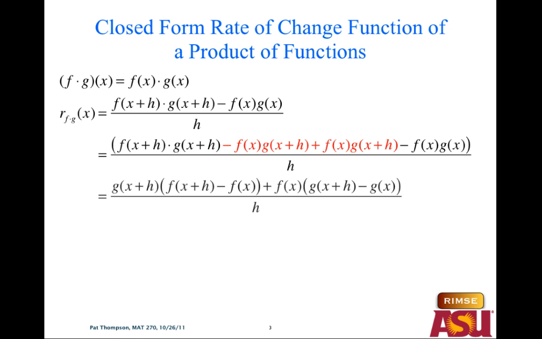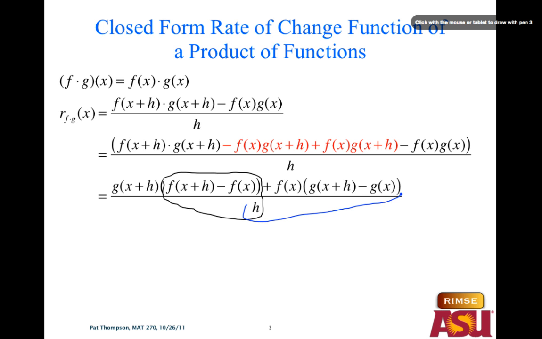And in the first two terms, notice I can factor out what? g of x plus h. And in the second two terms, I can factor out an f of x. So I'm gathering those first two terms together, factoring out g of x plus h, gathering the second two terms together, and factoring out f of x. And when I do that, notice what I have. I get g of x plus h times this, and then I get f of x times this.